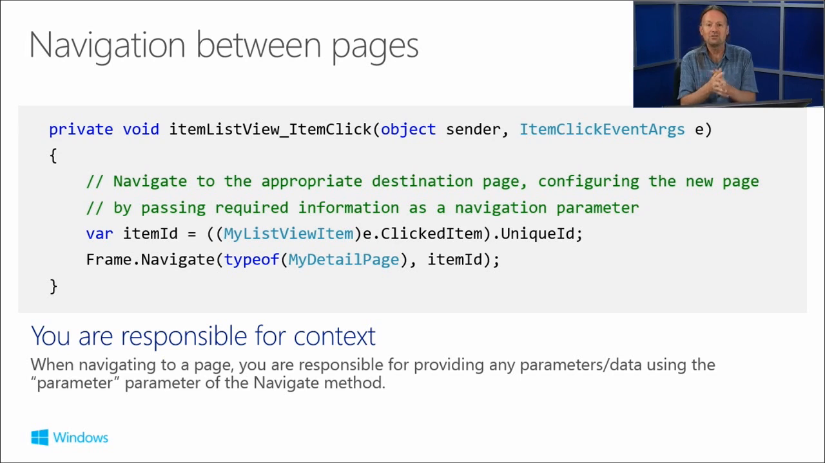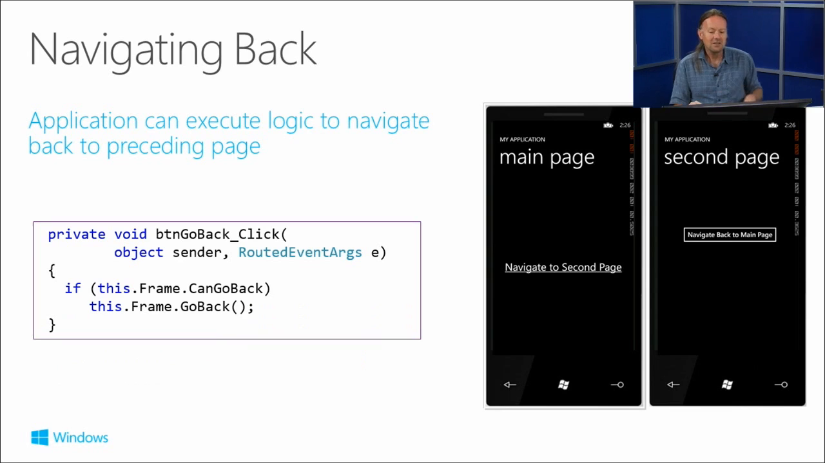Well, optionally, you don't have to pass anything. But typically, if you're going from a list where you selected an item in the list, and you're navigating to a detail page, you need to tell that detail page what item it needs to show the details of. So you send the item ID in this example. So you're responsible for passing whatever parameters are needed for the app to make sense. This will just come naturally to you.